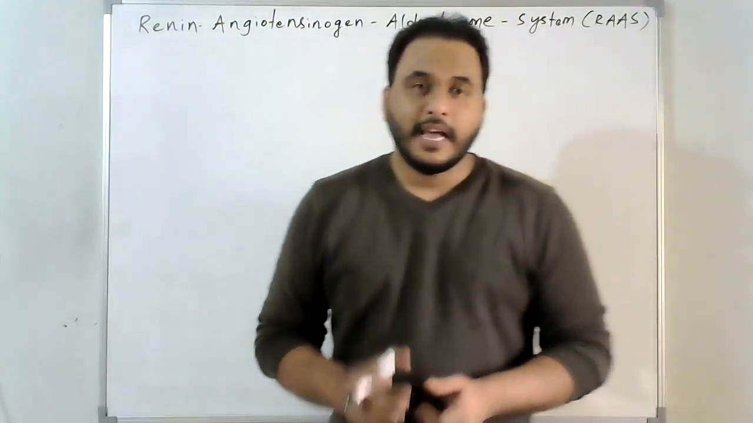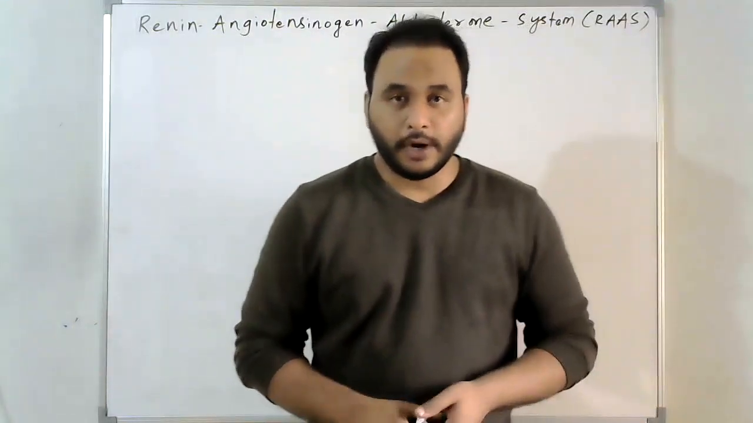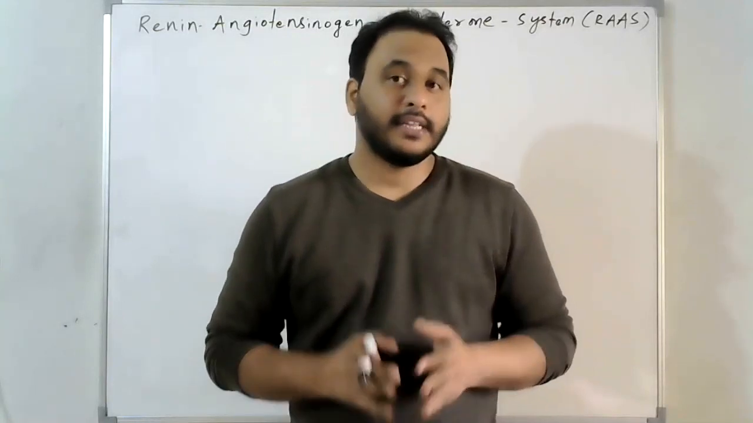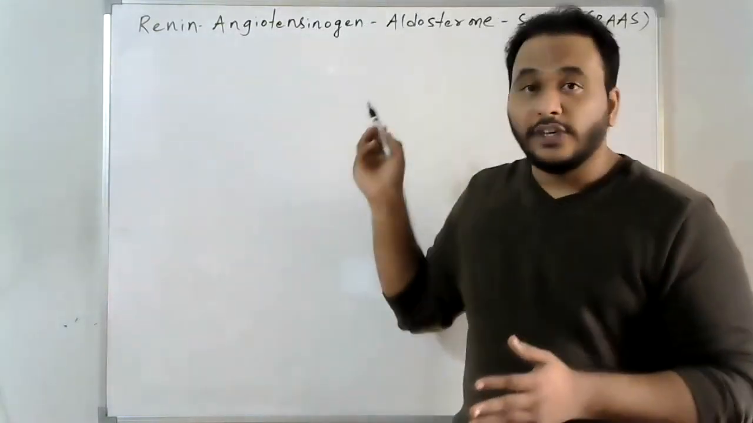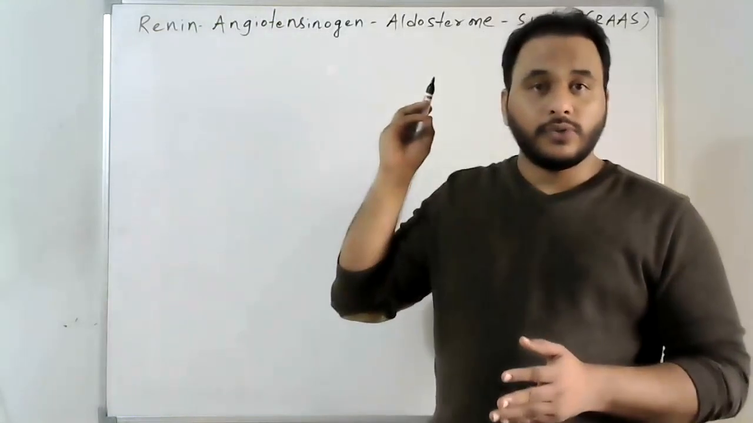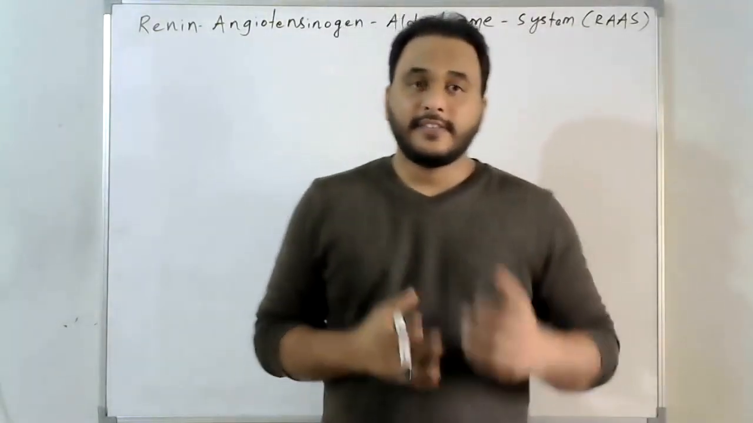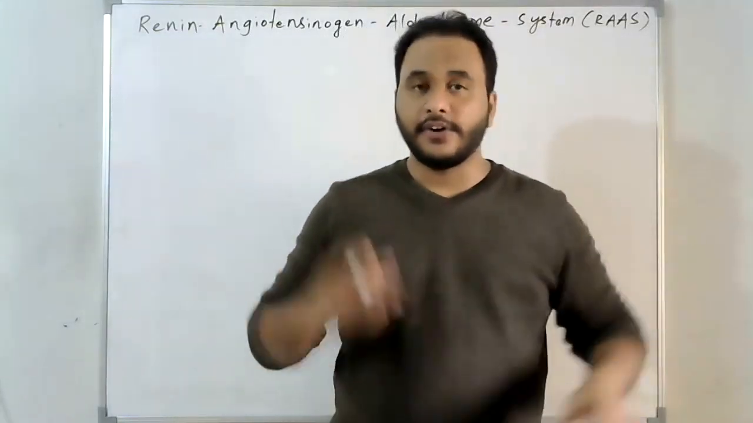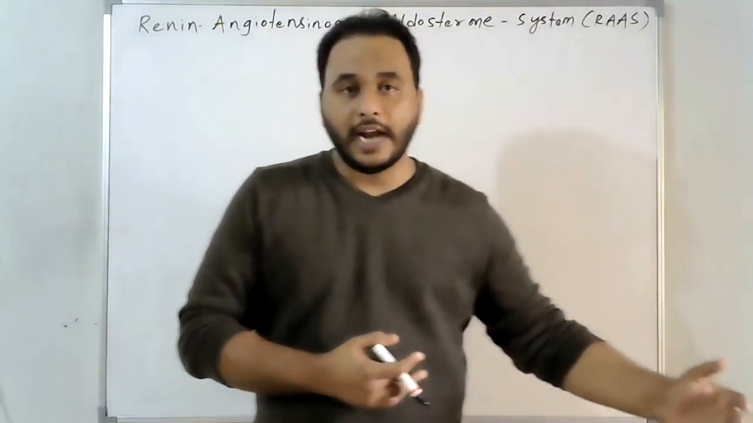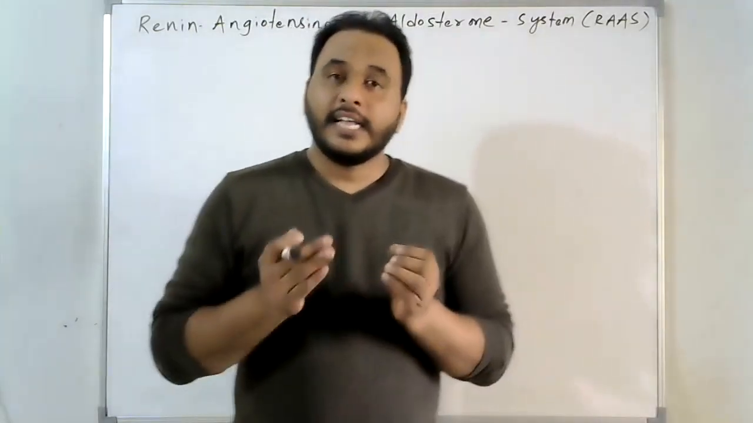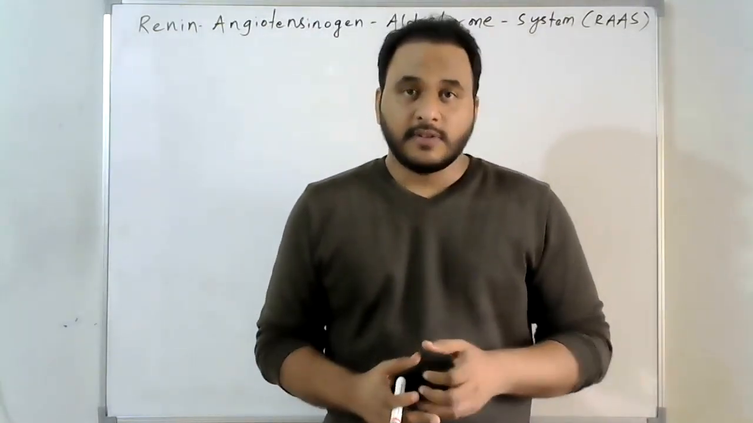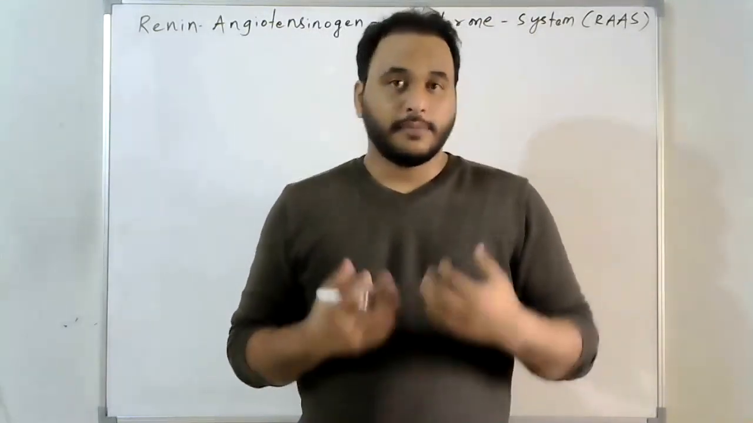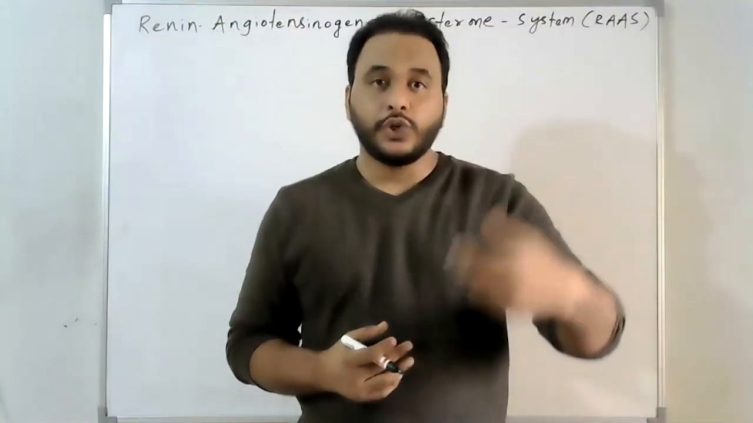Hello. In this video, we're going to talk about an important system of the excretory system chapter, that is the renin angiotensinogen aldosterone system. In short, it is called RAAS, R-A-A-S. This system explains how urine will be concentrated. The urine we are going to excrete should be concentrated.